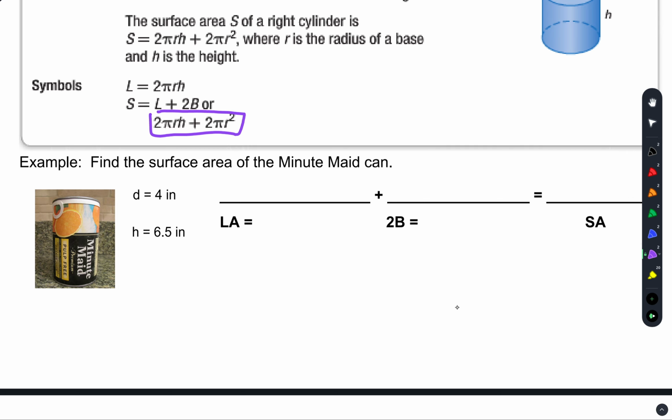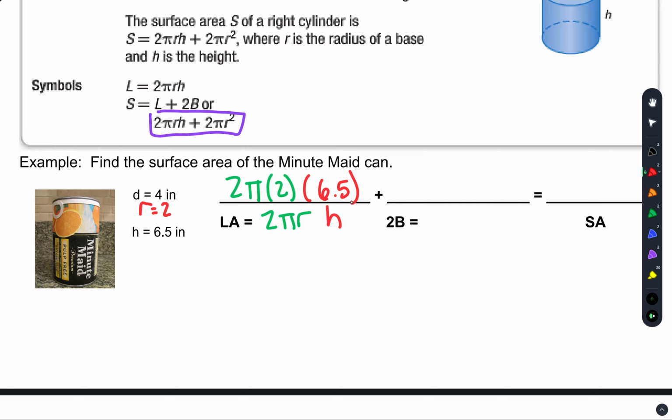Remember, LA stands for lateral area. Lateral area is the area of the non-base side. So in this case, it's that curved surface that goes around my cylinder. Lateral area is always, for cylinders, 2 pi r times height. In this can, the radius is 2. We have to be careful about that. Radius is half of diameter. So this is 2 pi times radius 2 times the height of my whole can, 6.5.